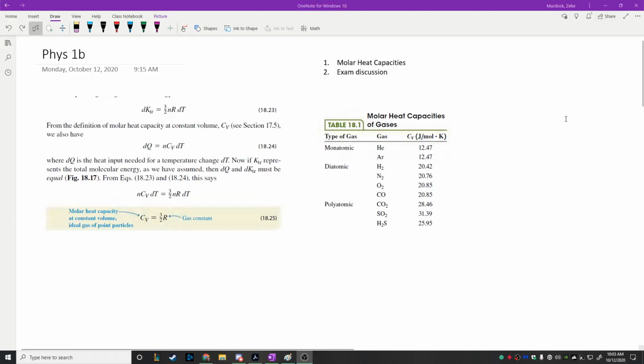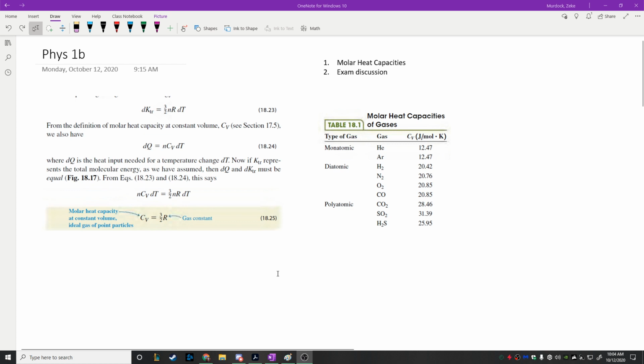All right, this is Physics 1B for October 12th, and we're going to talk about molar heat capacities of gases today and try to gain some understanding about this 3/2 number that we had derived in the previous class. And then we're going to spend the majority of today's class just talking about the exam. This will be a shorter lecture day than normal.